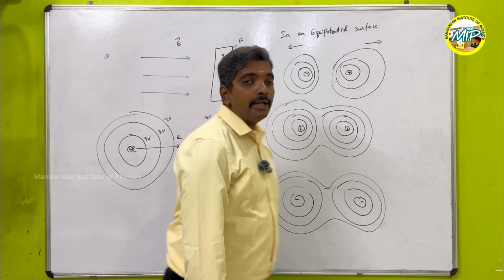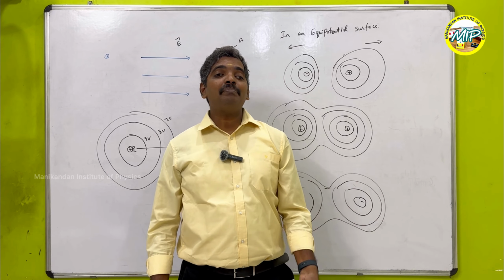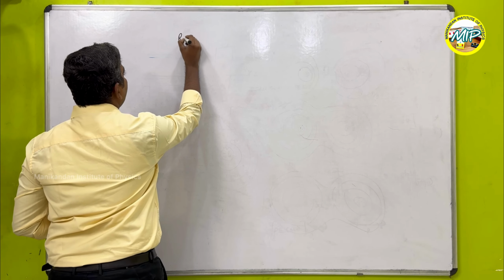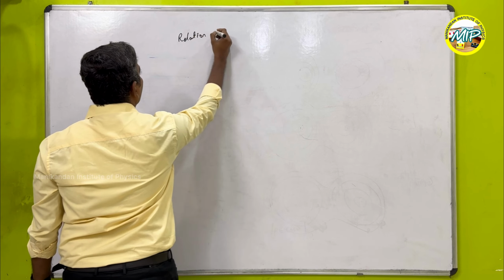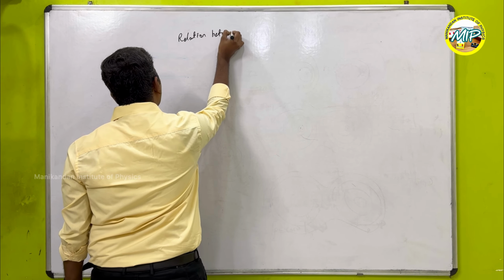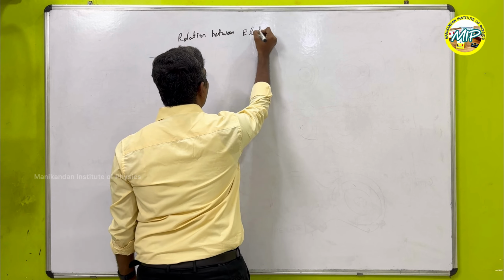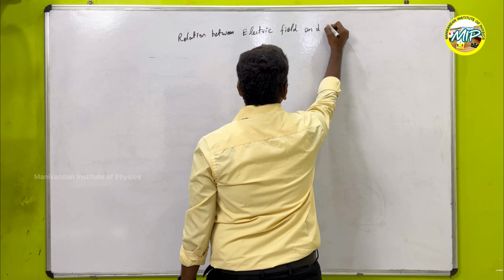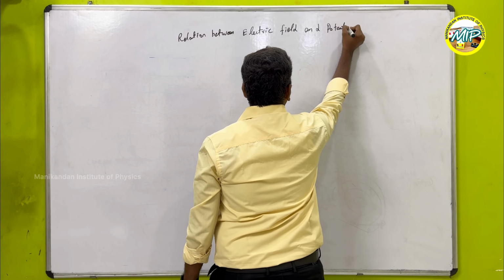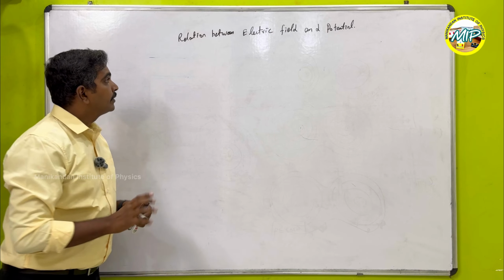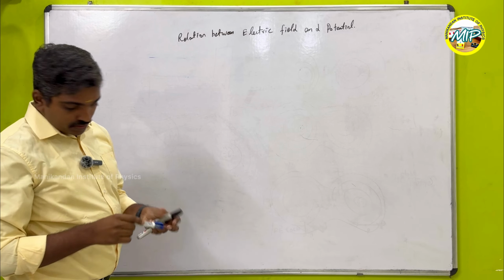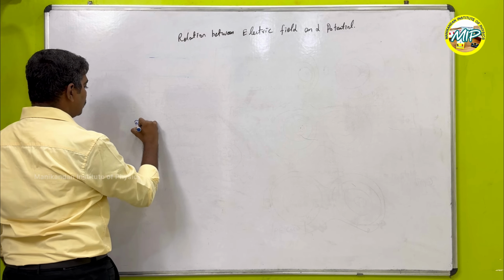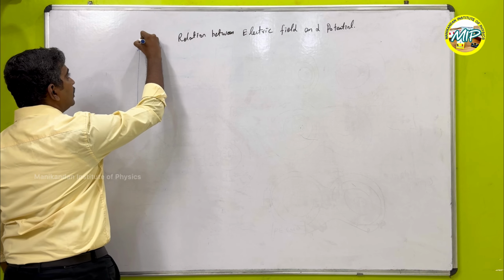Next we are going to obtain the relationship between electric field and potential. Relation between electric field and potential, right? So if I have my positive charge here, this is the direction of the electric field, right?